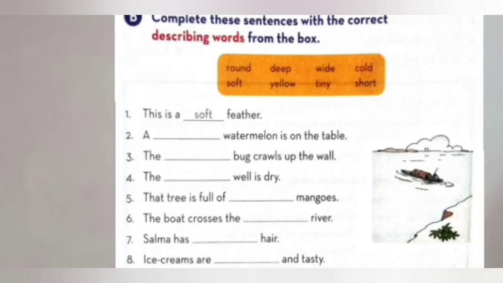Now exercise number B. Complete these sentences with the correct describing words from the box. Round, deep, wide, cold, soft, yellow, tiny, short. Tiny means very small. First question, answer is given. So you have to find out the answer from the box and write down the correct answer in the blanks given there. This is a soft feather. Second question, a dash watermelon is on the table.